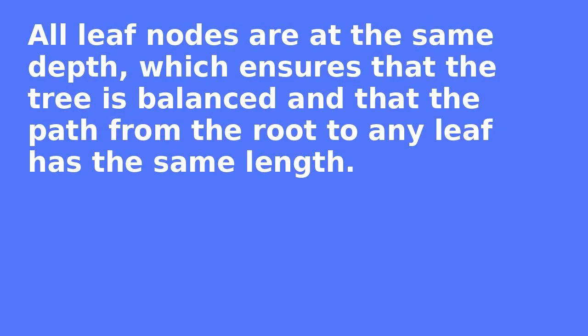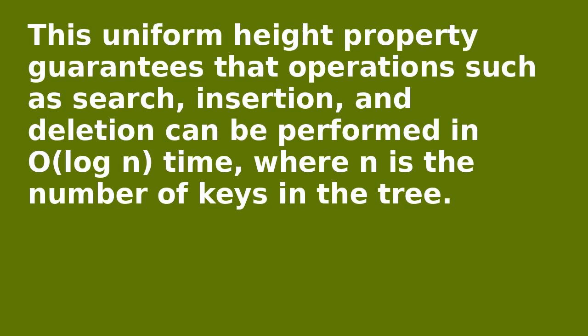All leaf nodes are at the same depth, which ensures that the tree is balanced and that the path from the root to any leaf has the same length. This uniform height property guarantees that operations such as search, insertion, and deletion can be performed in O(log n) time, where n is the number of keys in the tree.